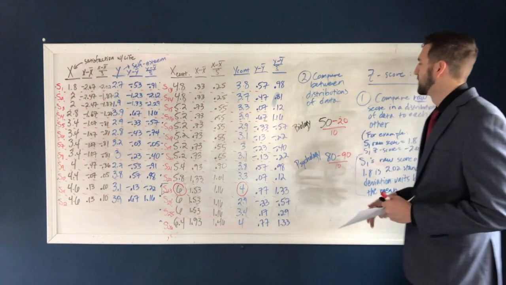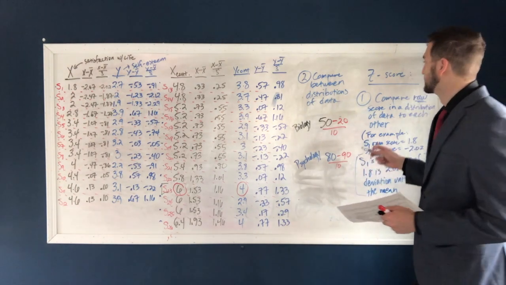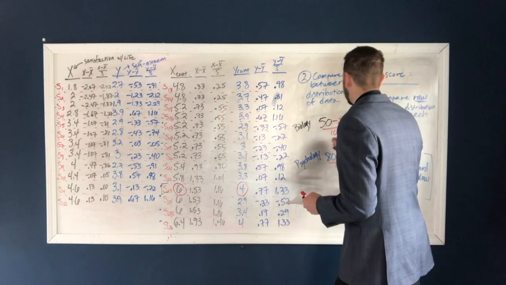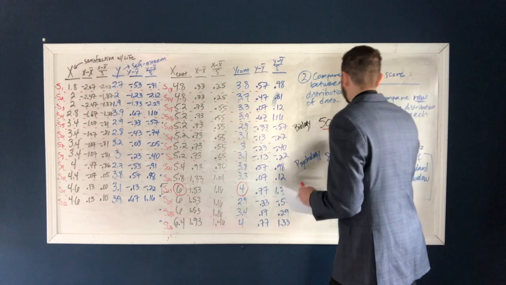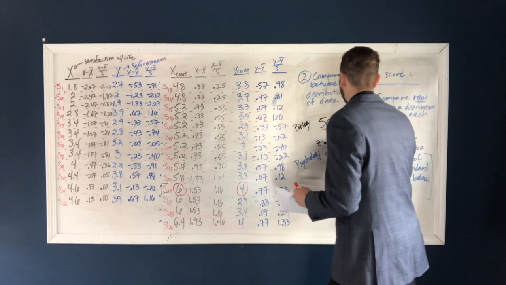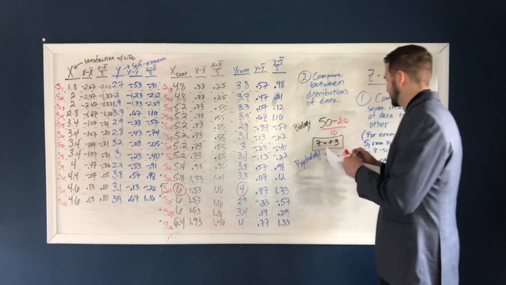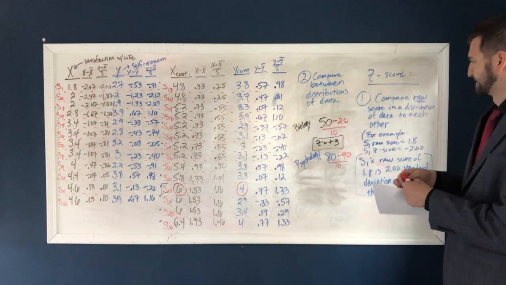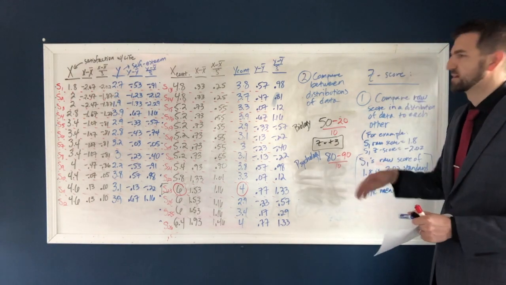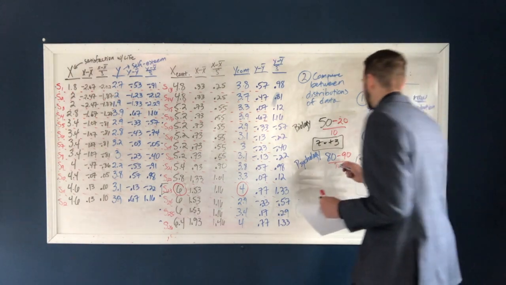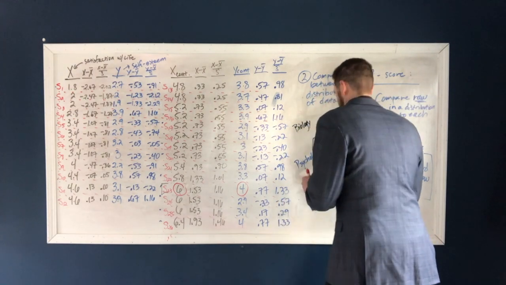So 50 minus 20 is 30, right? Divided by 10, biology is going to have a z-score of +3, and then psychology, 80 minus 90 is going to be -10, divided by 10 is going to be a z-score of -1.